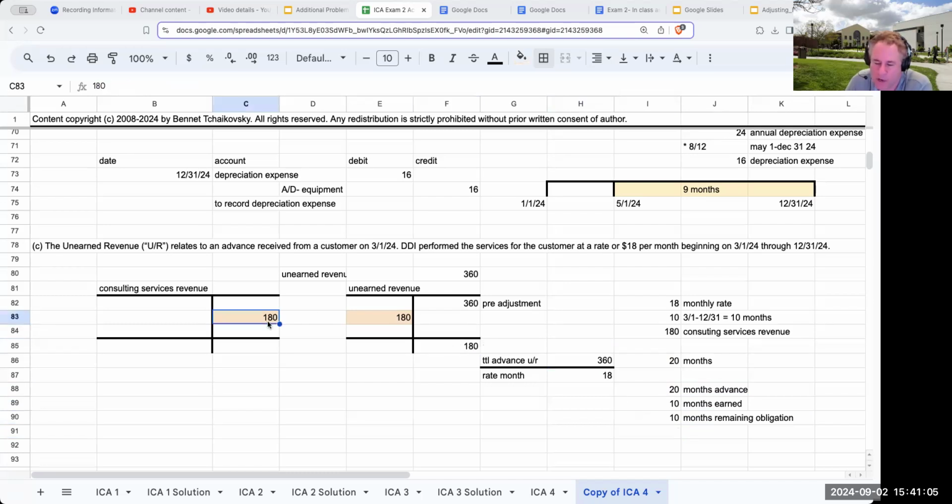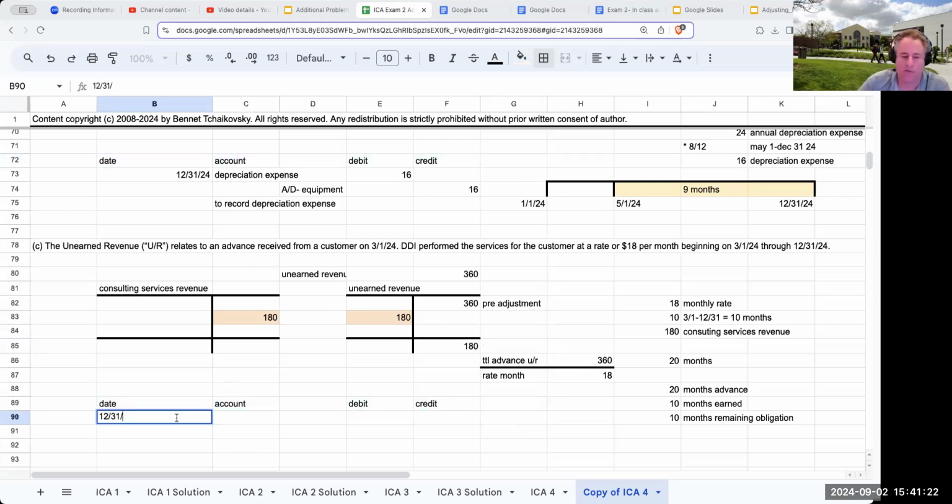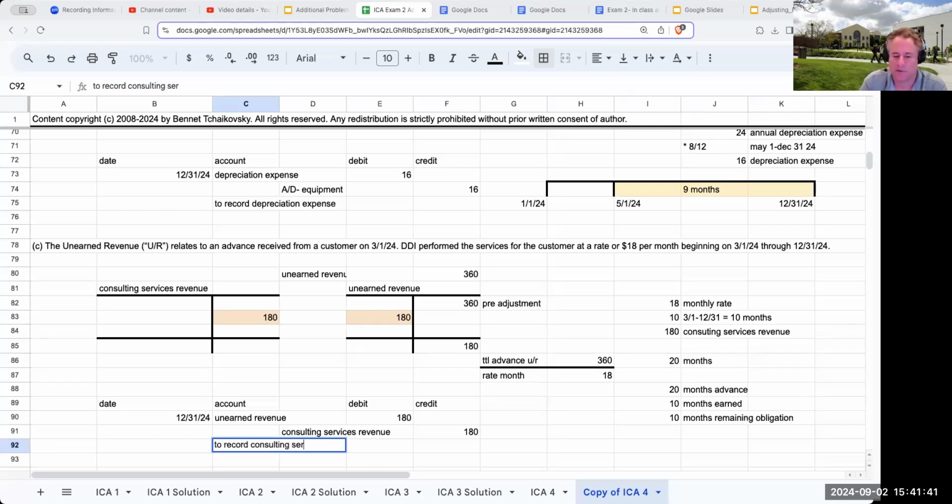When I record the revenue here and debit the unearned revenue, my ending balance in unearned revenue is correct. So to do this as a journal entry, date 12/31/24. I'm going to start over here with my debits, unearned revenue, 180. I'm crediting consulting services revenue, and we can just call this to adjust to record consulting services revenue. That's all we're going to do.